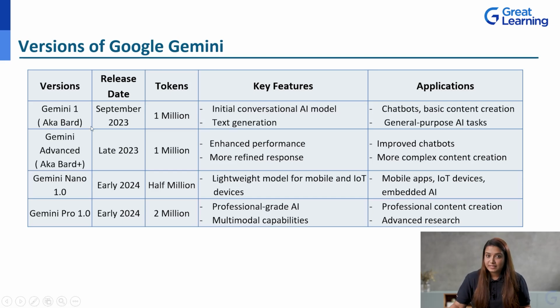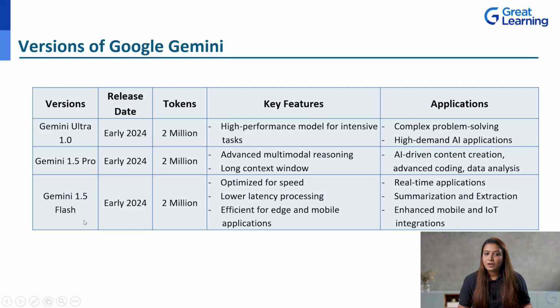After Gemini 1, that is Bard, we got Gemini Advanced. Again, it is Bard Plus. It was in late 2023, after September. It also had 1 million tokens and enhanced performance compared to Gemini 1. And also more refined responses were available. Improved chatbots and more complex content creation could be handled in Gemini Advanced, that is Bard Plus. After all these, as I mentioned, we got the broad classification, that is Nano, Pro, and then Ultra.